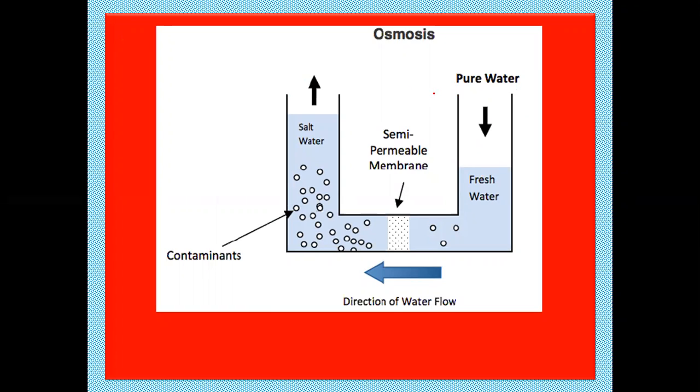So if you see the osmosis process, here is the fresh water, and this is a semi-permeable membrane, just like a filter. Here the contaminants, there is salt water. Whenever you are flushing the fresh water here, it is passing in this direction and the contaminants are settling at this point. The salt water is coming out at the other end.